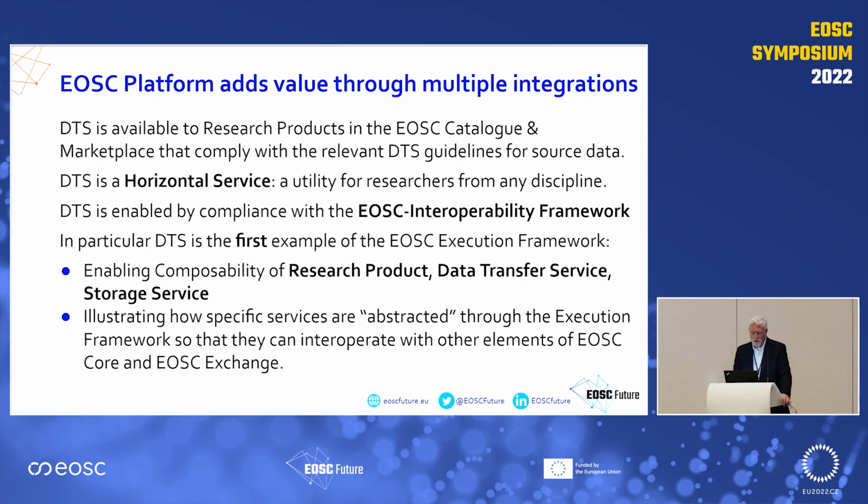So the data transfer service is available to research products in the catalog and marketplace, those that comply with the relevant guidelines. It's a horizontal service. We've talked a little bit about a horizontal service, but it's basically a utility that is useful for researchers from almost any discipline. So this is a great example of that. You really don't have to be from one discipline or another to be able to use this in your work as a researcher. It is enabled by compliance with the EOSC interoperability framework and access to the guidelines that are going to be loaded into the registry. And it's in particular the first example of the execution framework itself. So it's enabling composability, and it's illustrating how specific services will be abstracted into the execution framework so they can interoperate.